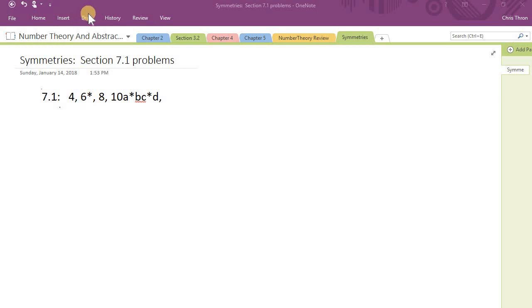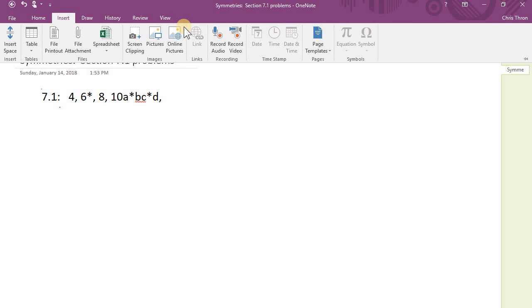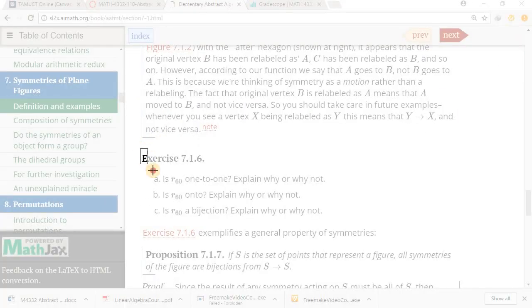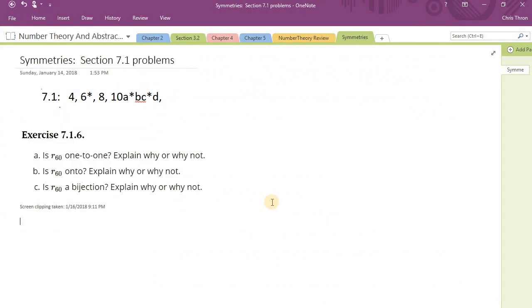I think I can do this. I'll do a screenshot of... where's the screenshot? I guess it's here. Screen clipping, here we go. So here's the exercise here. So we're talking about rotations. R60 is a 60-degree rotation.